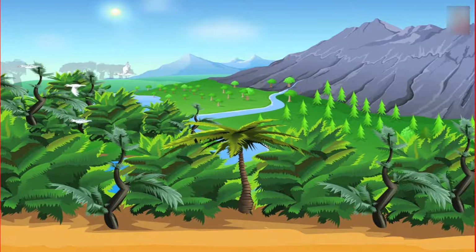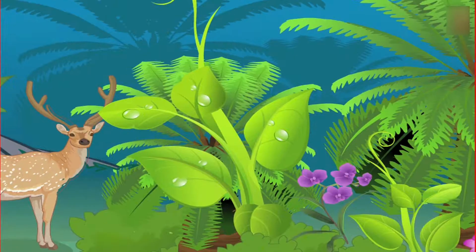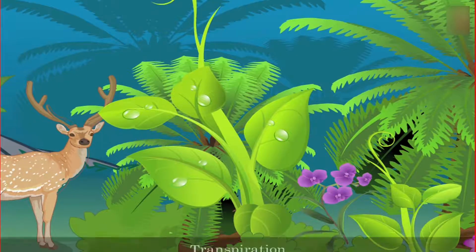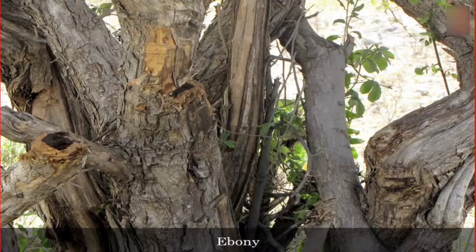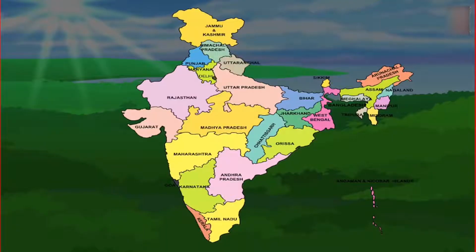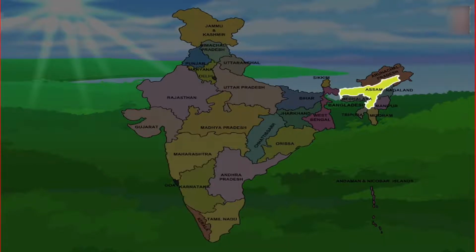The trees found here are generally tall with broad leaves that release large quantities of water through transpiration. Most common trees found in such forests are rosewood, ebony and mahogany. In India, evergreen forests are found on the eastern and western slopes of the Western Ghats in states such as Tamil Nadu, Karnataka, Kerala and Maharashtra and Assam.